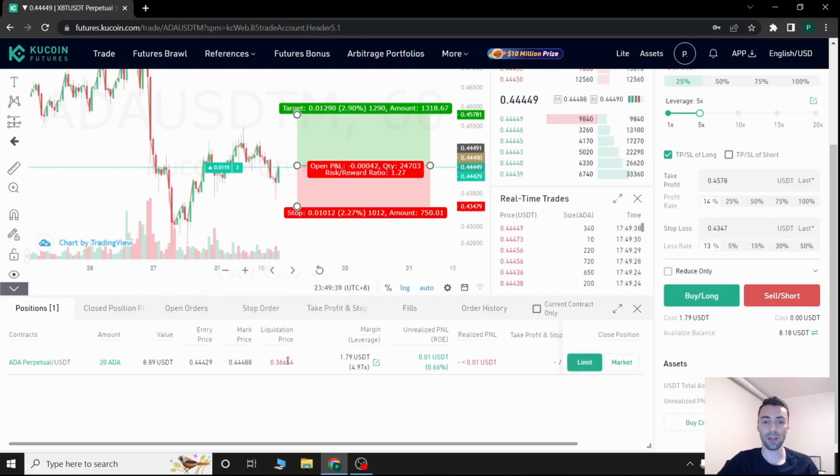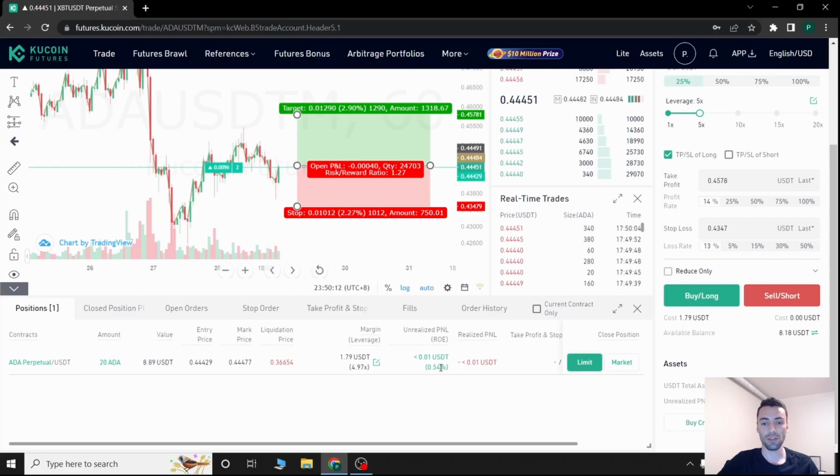This price, if Cardano actually goes against our prediction and comes down to $0.36, we're going to lose all our money, and actually we will be liquidated, or it's called margin call. So this is the take profit and stop loss. Here we have it, and this is the P&L. It shows how much in percentage you are in profit or in loss.